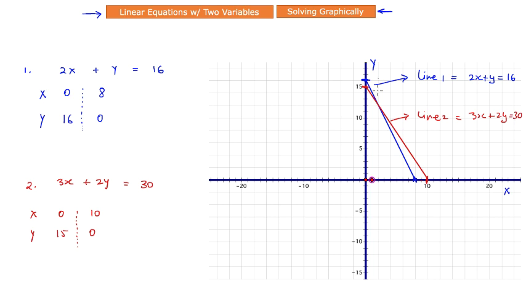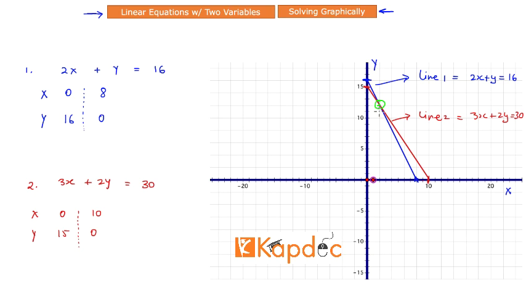Now that you have your 2 lines plotted, you are looking for that one point where both of these lines intersect. That is the solution you are looking for. And I see that both of these lines are intersecting at this specific point. Now what I'm going to do at this point is drop 2 lines to find the coordinates of this point, the point of intersection. The first thing I can do is take this point and connect it via a point on the x-axis.